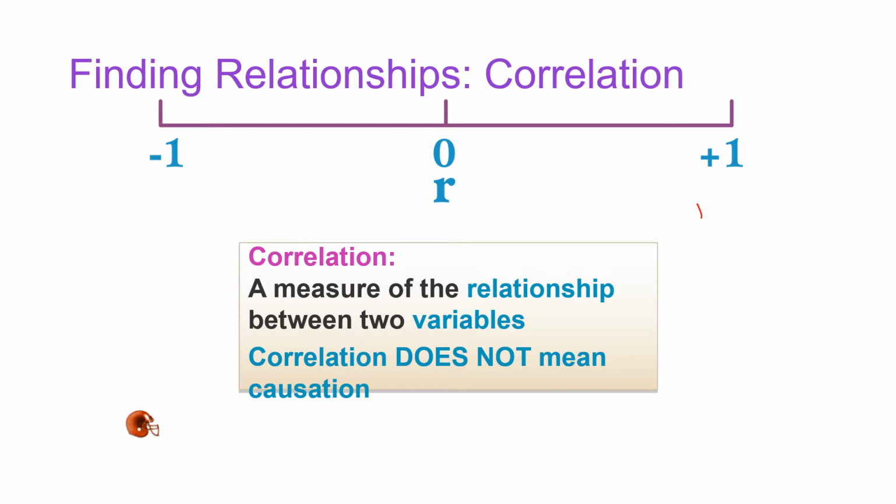So correlational research results in what's called a correlation coefficient. A correlation measures the relationship between two variables and does not mean causation. A correlation coefficient can range between -1 and +1, and the closer the number is to 1, whether it's positive or negative, the stronger the relationship. And a correlation coefficient of 0 or close to 0 means that there's no relationship.